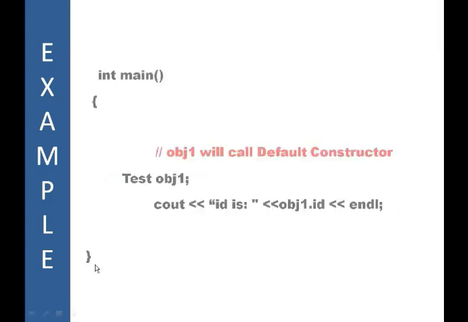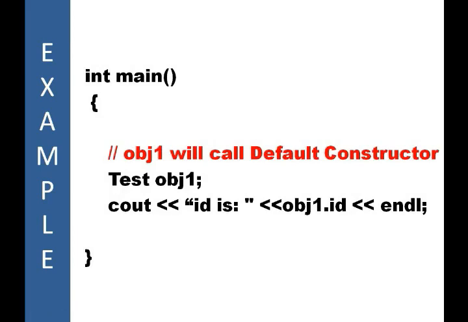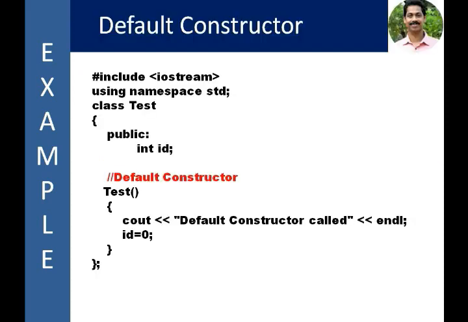Now coming to the main program, the first statement is test obj1. Here this is the declaration of an object with the name obj1 using the class test. This time the default constructor will be called automatically. We are not explicitly calling the constructor, but the constructor is called at this moment and the statements inside the constructor are executed. id gets a value 0, as shown here.